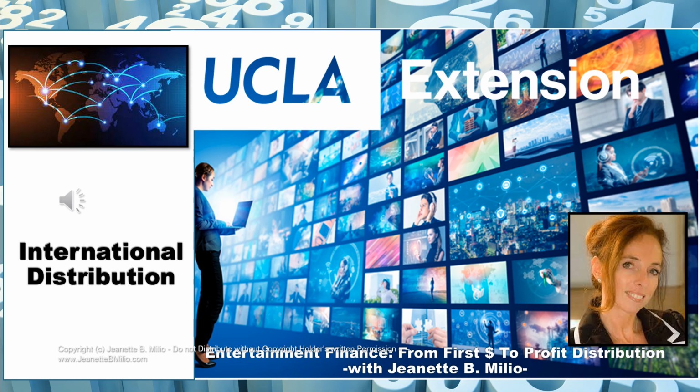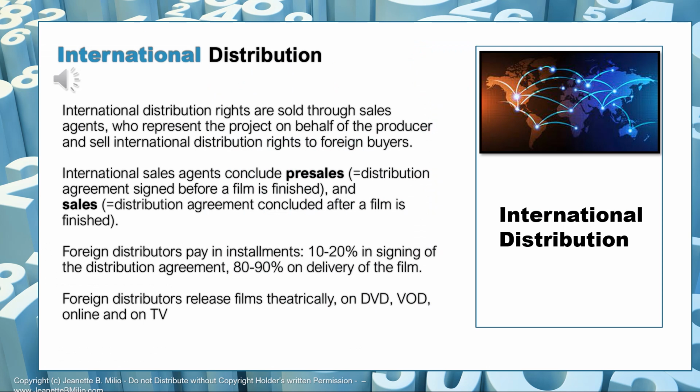When we talk about a TV show, it's similar. In the US, the TV show would be aired maybe on a streamer and a network, and then internationally, it would be sold to international networks. International distribution rights are sold through sales agents who represent the project on behalf of the producer and sell international distribution rights to foreign buyers. And these international distribution rights include theatrical rights, DVD, VOD, streamer rights, other online rights, and of course television rights.